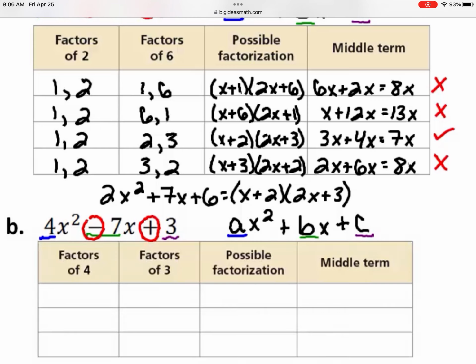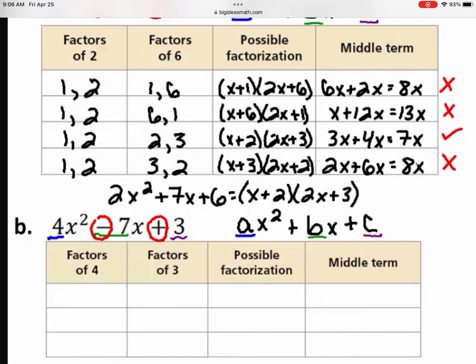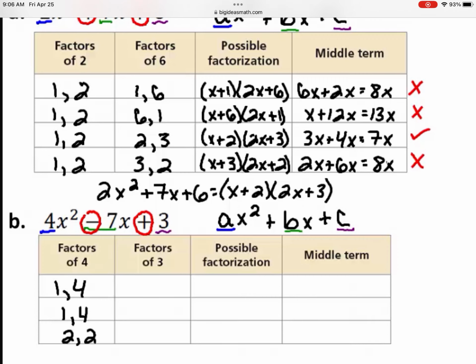Use a table to organize information about the factors of a and c. The positive integer factors of 4 are 1 and 4 and 2 and 2. The negative integer factors of 3 are negative 1 and negative 3. Remember, you must consider the order of the factors of negative 3 because the middle terms formed by the possible factorizations are different.